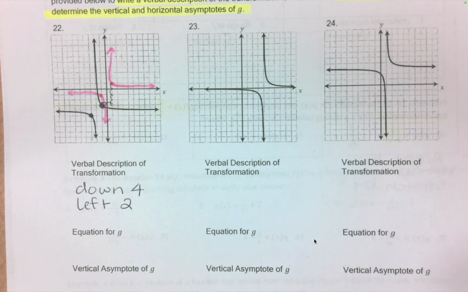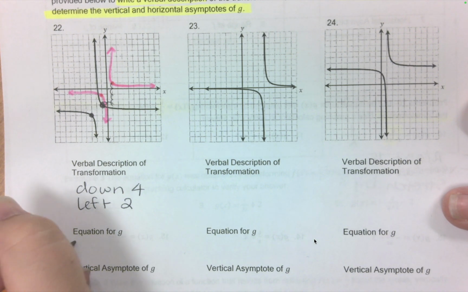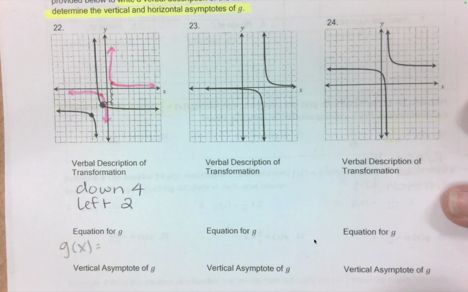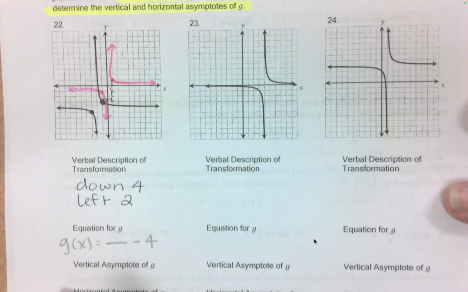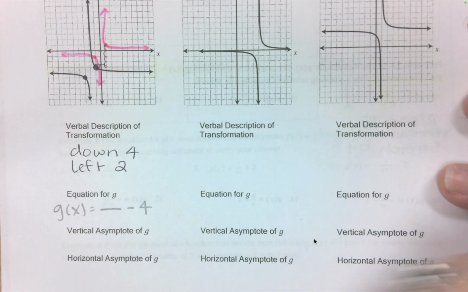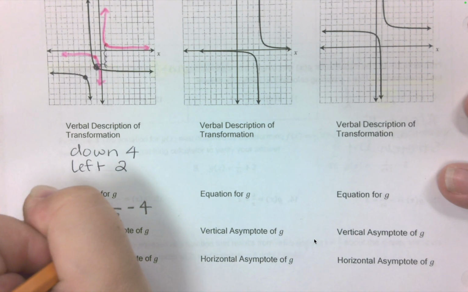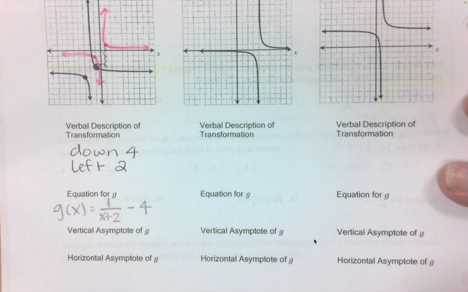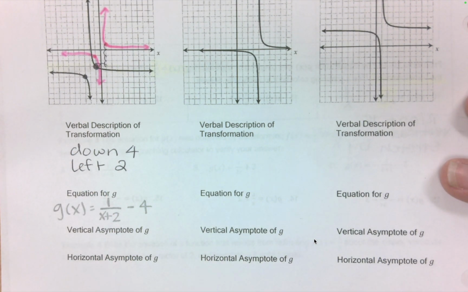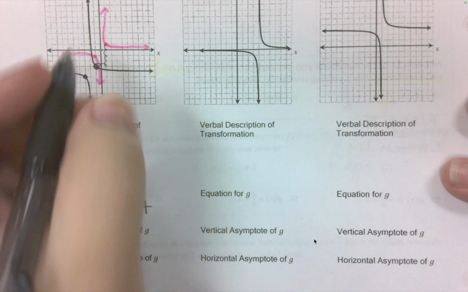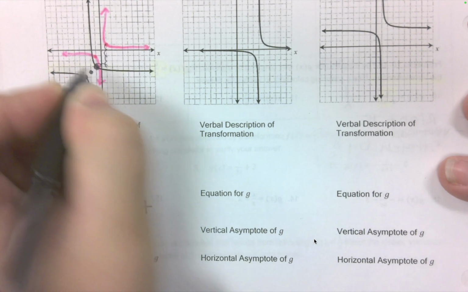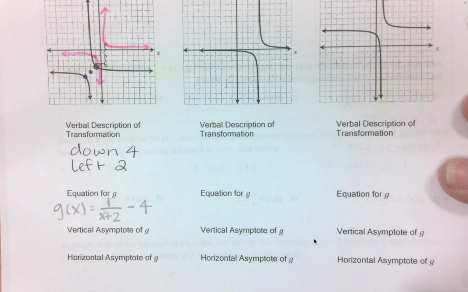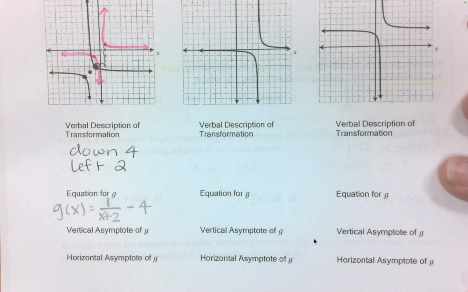So now let's figure out our equation. Down 4 tells us we need a minus 4 on the end. And left 2 says we need an x plus 2. And then there's no stretch, so we still have 1. The way we know there's no stretch is because these points, if we look, this is right in the middle of them. They're still over 1, up 1 from the middle of your graph.